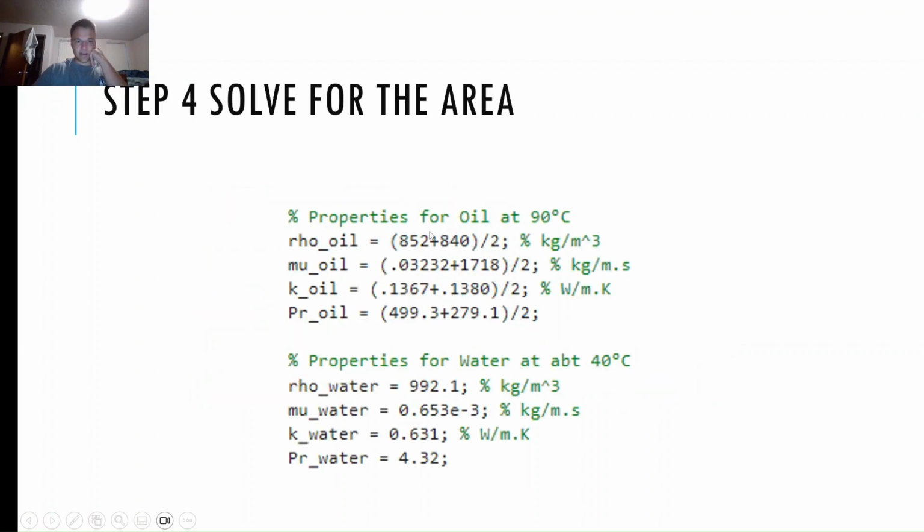Now I'm going to be solving for the area. These are the properties I had to grab, and I had to assume the temperature of the properties. I used the film temperature, TF, which is the inlet temperature plus the outlet temperature divided by 2 to get the average. For the oil, it was 90 degrees Celsius. For the water, I got about 62 degrees Celsius for the outlet temperature, and the inlet was 20, so the average was 41 point something. Instead of interpolating, I just grabbed the properties of water at 40 degrees Celsius.